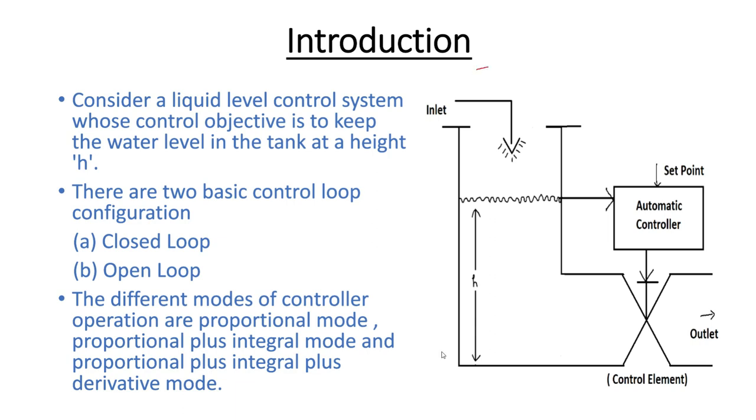So let's take this example of a liquid level control system whose main objective is to keep the water level in the tank at height h. We will study this control system in just a few seconds.